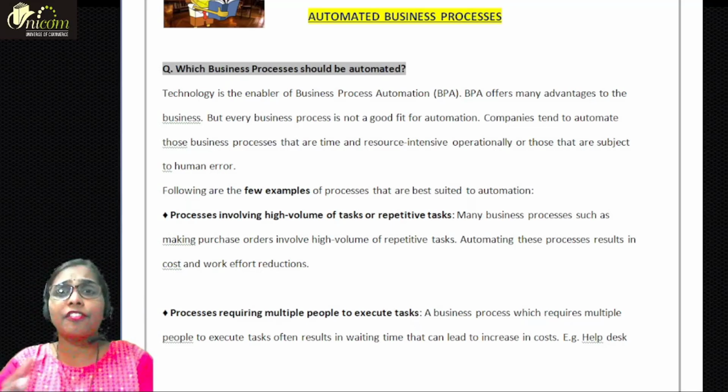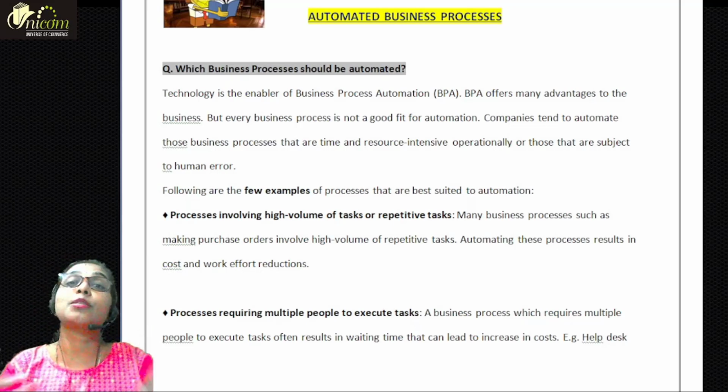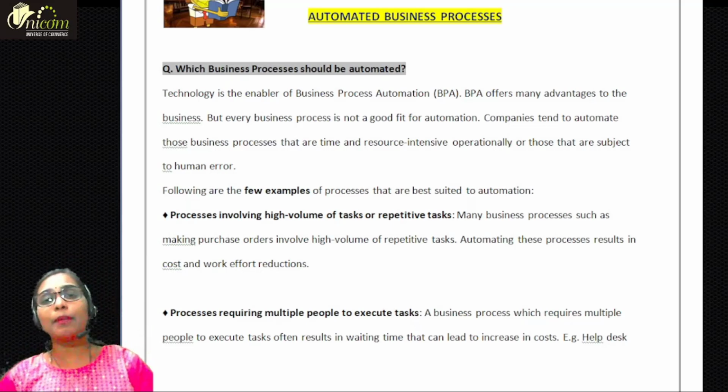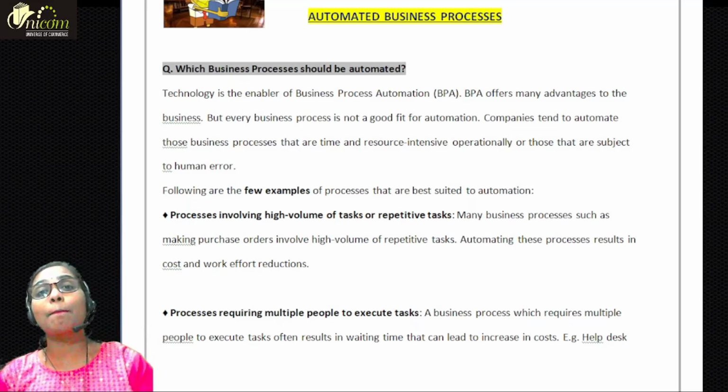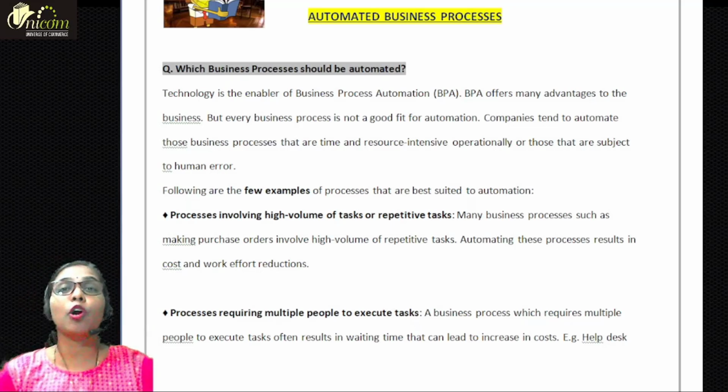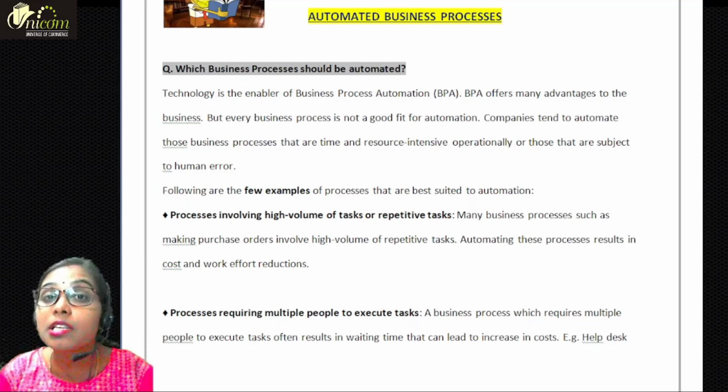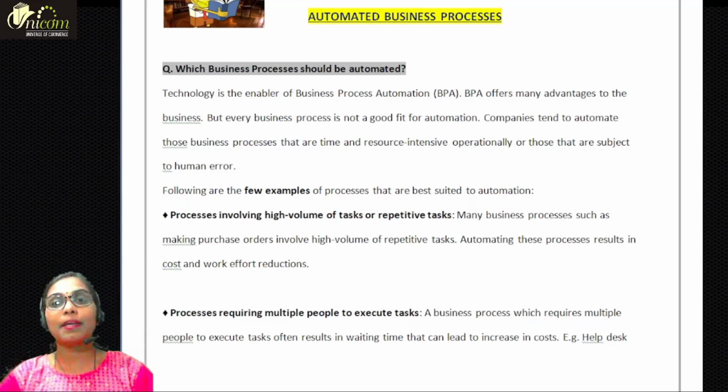So let's see what the different examples can be and where automation is best suited. A question can be asked to you: what is the best suited automation, what are the different examples, or name a few examples of the processes where automation can be applied.